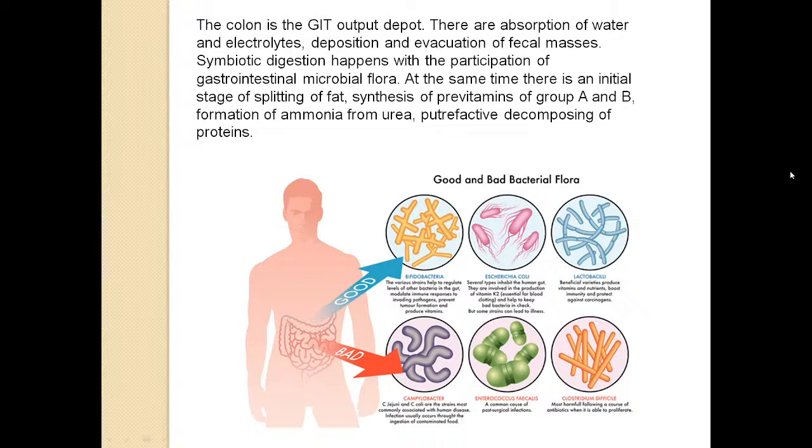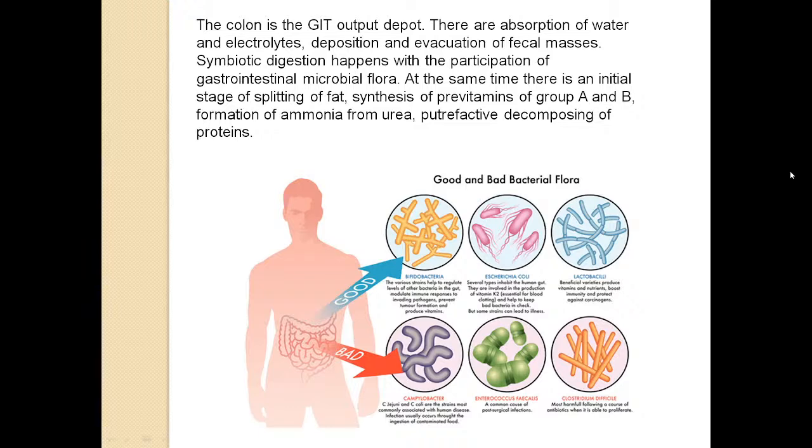Next question, digestion in the colon. The colon is the GIT output depot. There are absorption of water and electrolytes, deposition and evacuation of fecal mass.